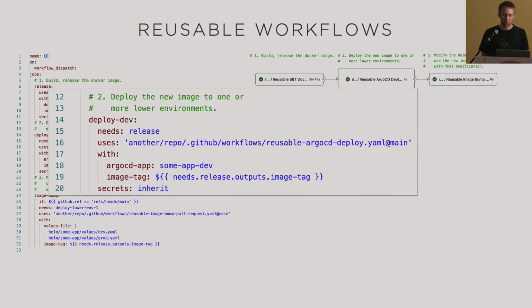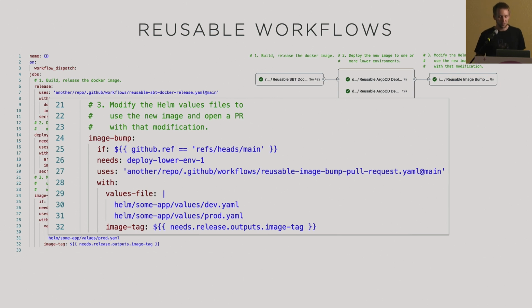In the second reusable workflow, we're deploying the new image to one of our lower environments. We use Argo CD to deploy, and the inputs here are the Argo CD app name, and then the image tag, which we've pulled in as an output from the previous reusable workflow. Basically, it pushed up the image and then it tells us, hey, this is the new image tag.